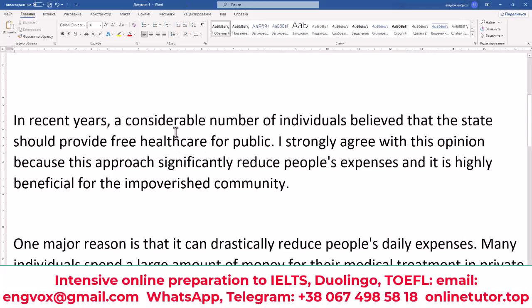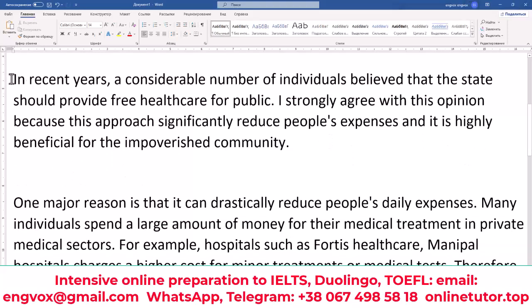Let me show you. I will highlight where I am sure it's borrowed BS, as they say, so borrowed nonsense. In recent years, a considerable number of individuals believed that the state should provide free healthcare for public. All this string is learned by rote.